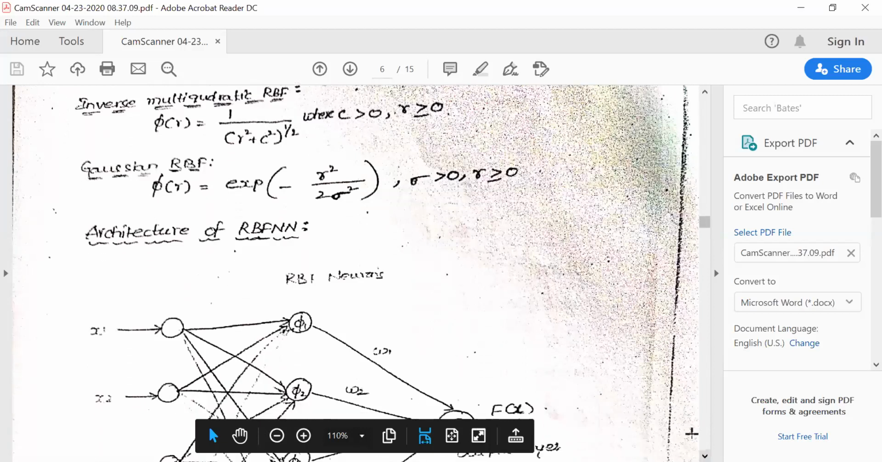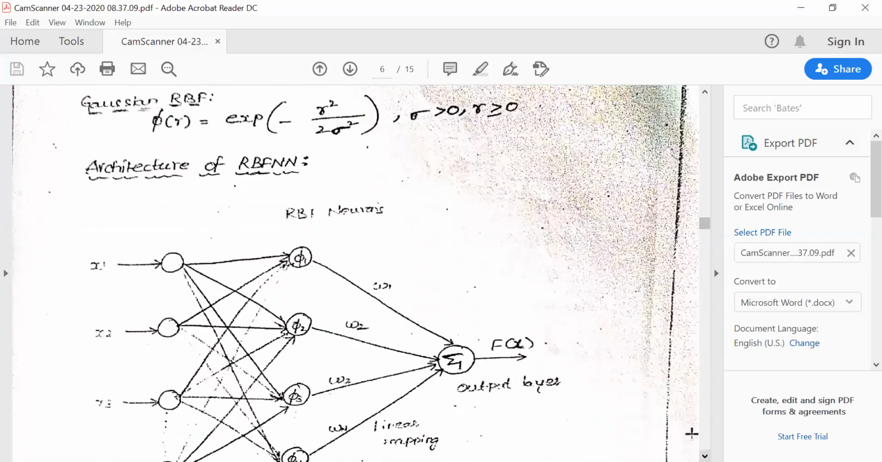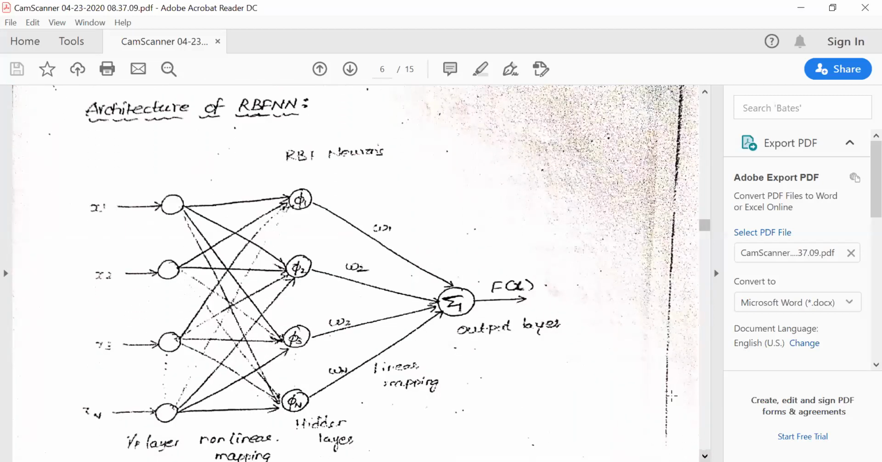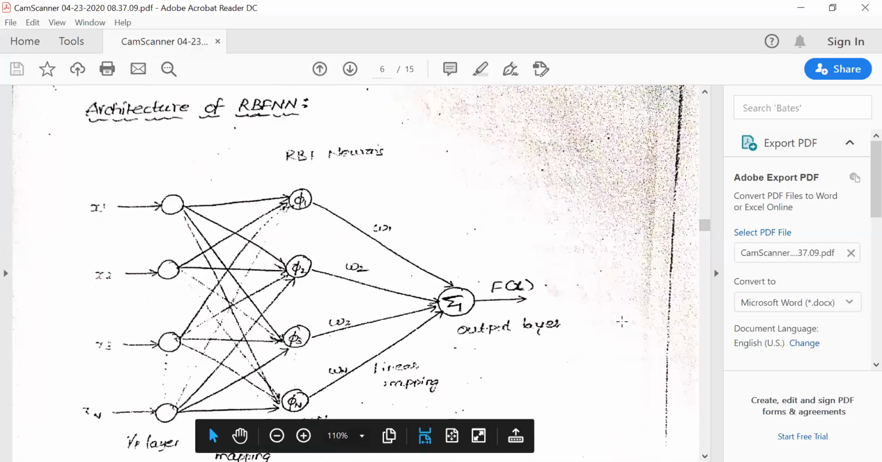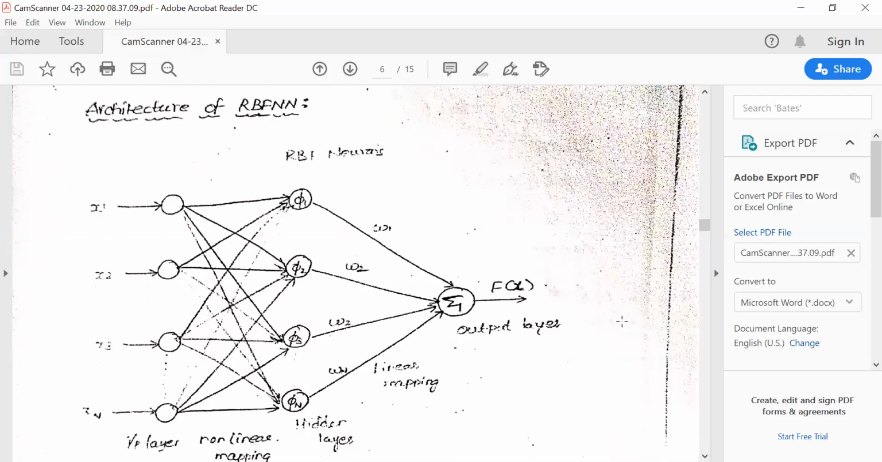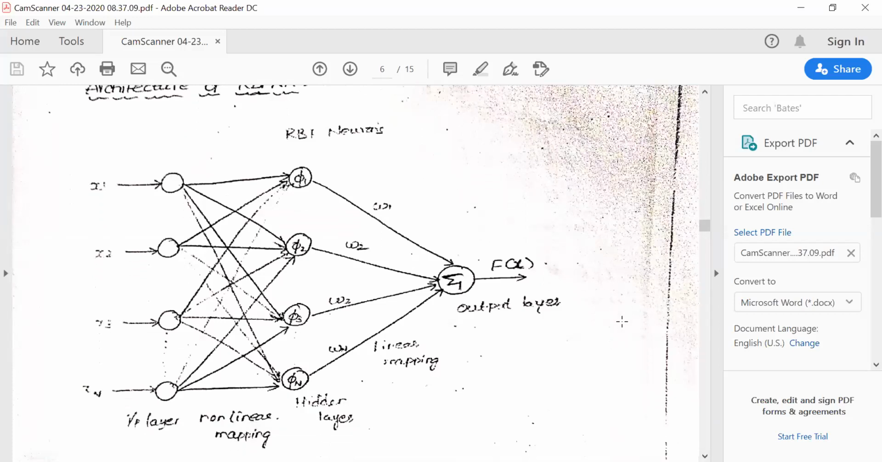Okay, now we'll move on to the actual topic. Our actual topic in this unit is the radial basis function neural network, the design of RBF-NN. So first we'll go through the architecture.